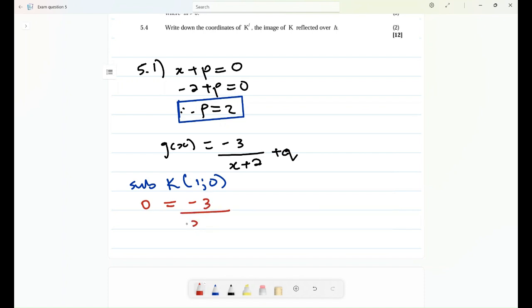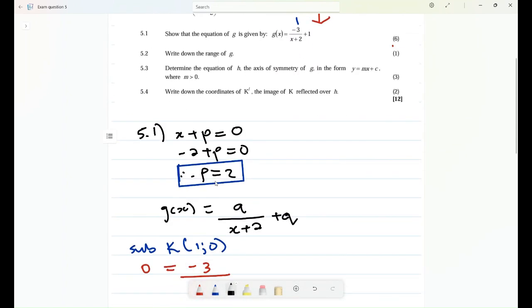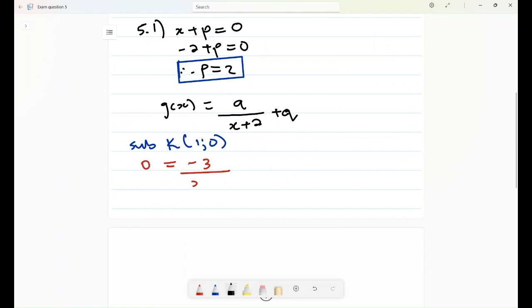What is the value of x? Oh, sorry. Here we do not know this value. This value is a for now. We do not know it. What is the value of x? The value of x is 1. Plus 2, plus q. So you see that I have two variables, a and q.